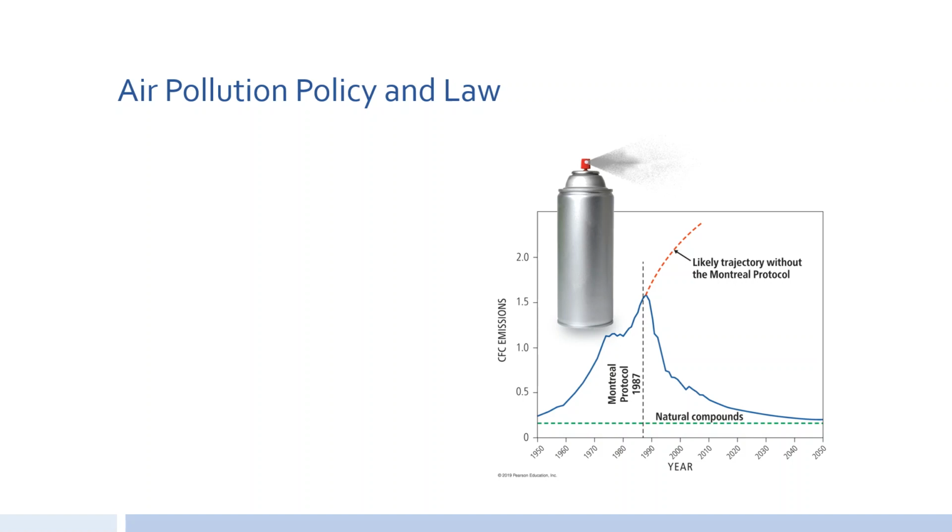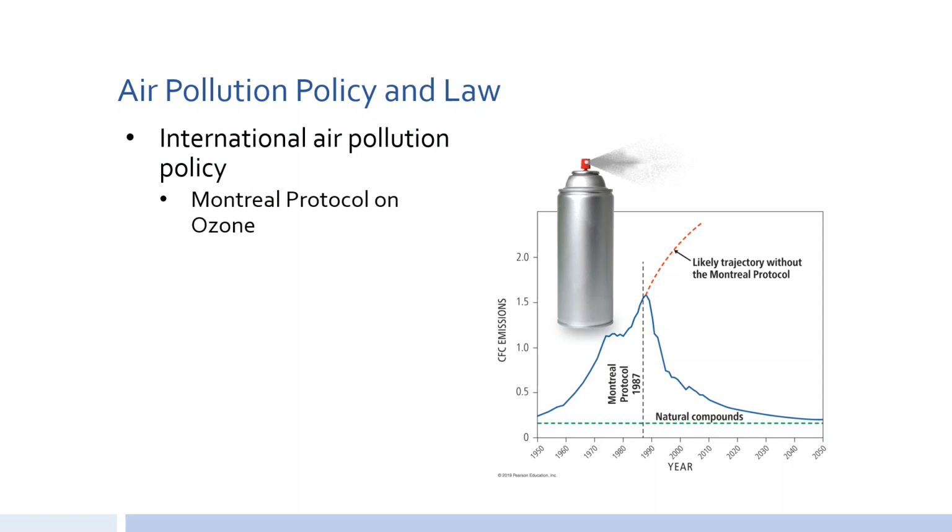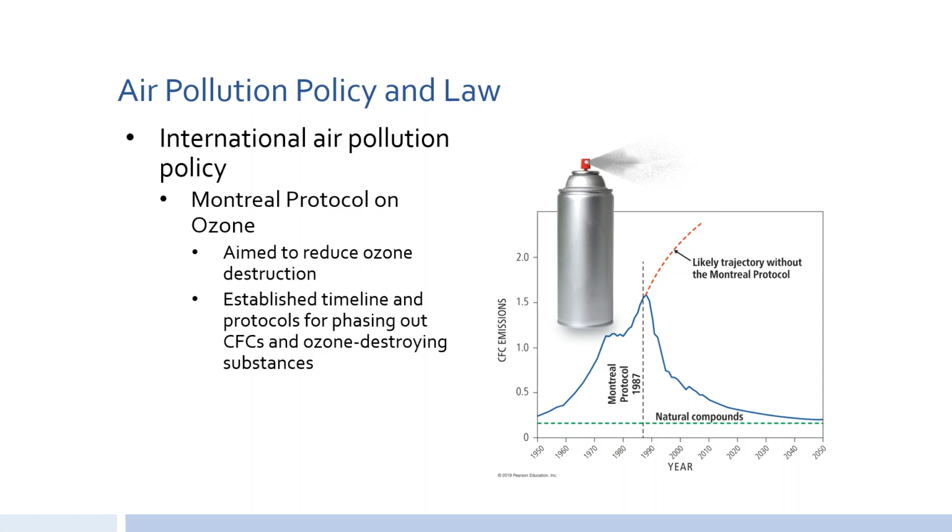There is also international policy and law. I talked about the Montreal Protocol on ozone way back when, but you can see chlorofluorocarbon emissions drop once the Montreal Protocol is passed, compared to the likely trajectory without it. So that definitely worked. It was aimed at reducing the destruction of the ozone and established a timeline for phasing out CFCs and ozone-destroying substances. When we talk about climate change, we'll discuss whether the EPA can and should regulate greenhouse gases and their effects on climate change and human health and well-being.